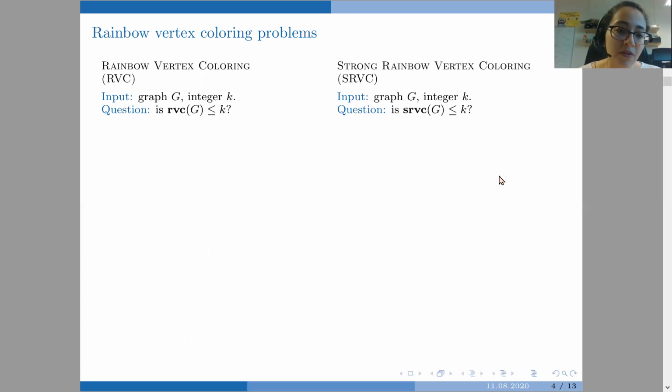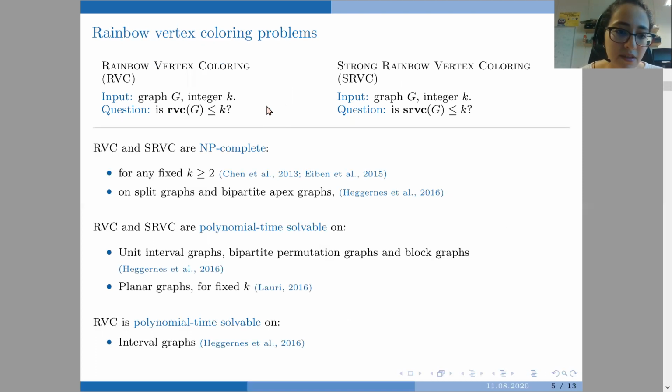Okay, and knowing the parameters, then we of course have the decision problems associated with them. We're given a graph and an integer, and we want to know if this graph has a rainbow coloring with at most k colors, and similarly for the strong variant. These two problems have been widely studied, but I put here the results that are more related with graph classes, since this is the focus of our work here.